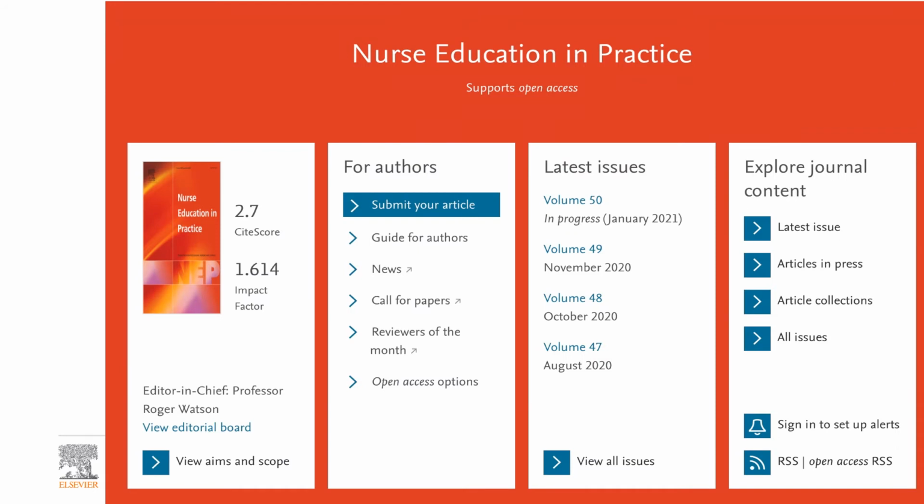This is the landing page for Nurse Education Practice, and it gives you all sorts of information about the journal, mostly through drop-down menus. The most important aspect of the landing page of this journal and any journal is the guide for authors, so please check it. I would always strongly recommend that before you even begin to write a manuscript that you choose a journal, because then you can write it for that journal, and you know how to write it for that journal, by checking the guidance.